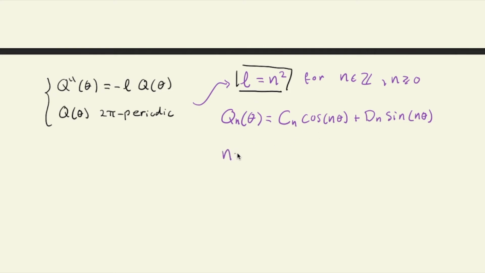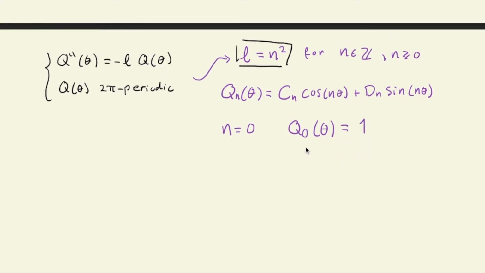For n equals 0, the only solution you find is q0 of theta. Cosine of 0 is just 1. Okay, it's the constant function. And for n greater than 0, you find two functions, two different modes. I'm going to denote it by q_n, and maybe I'll write plus and minus, but it doesn't really matter.